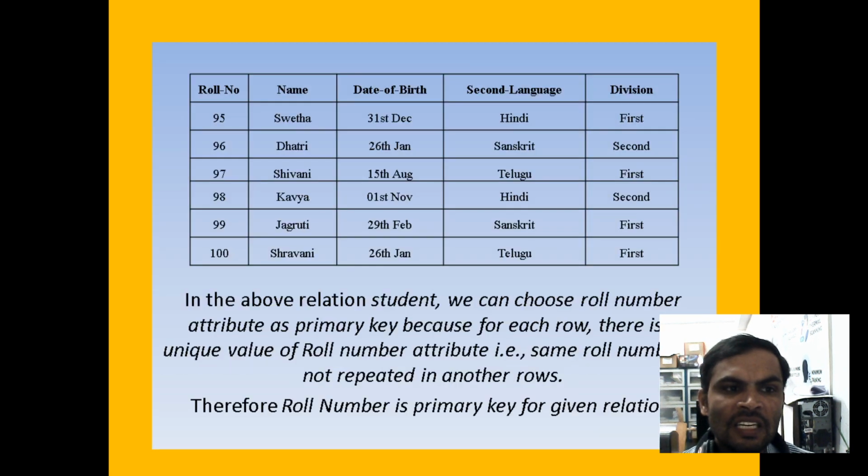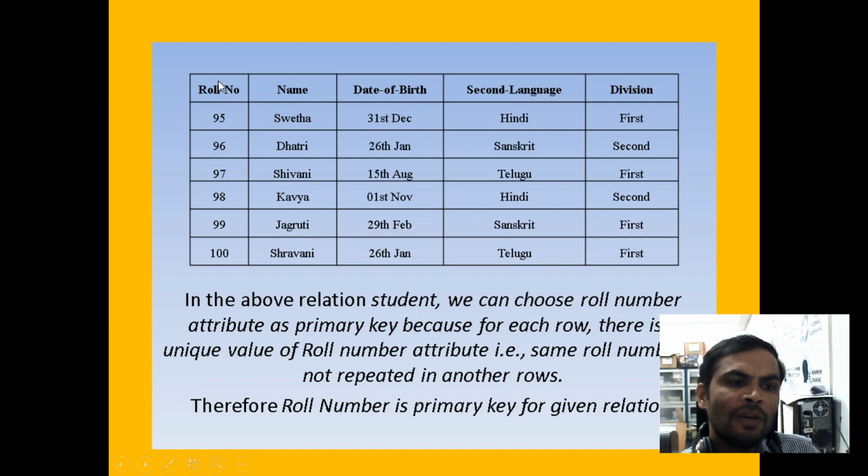Next, according to the table, we have a student relation. Under the student table, rows will be there: roll number, name, date of birth, second language and division.